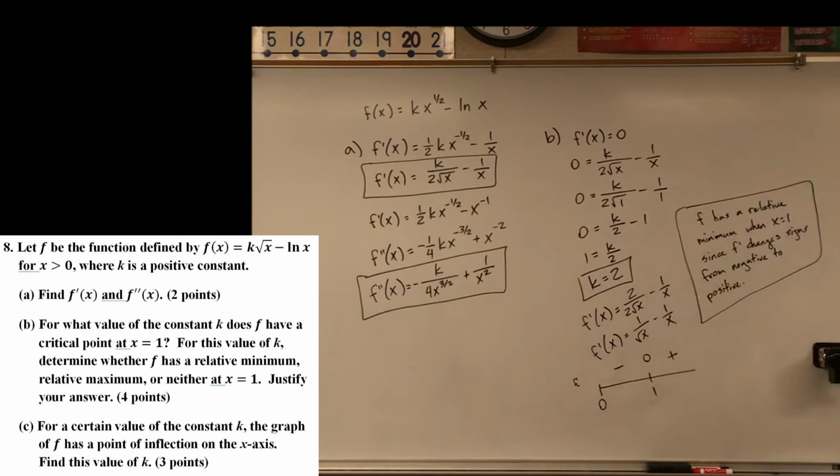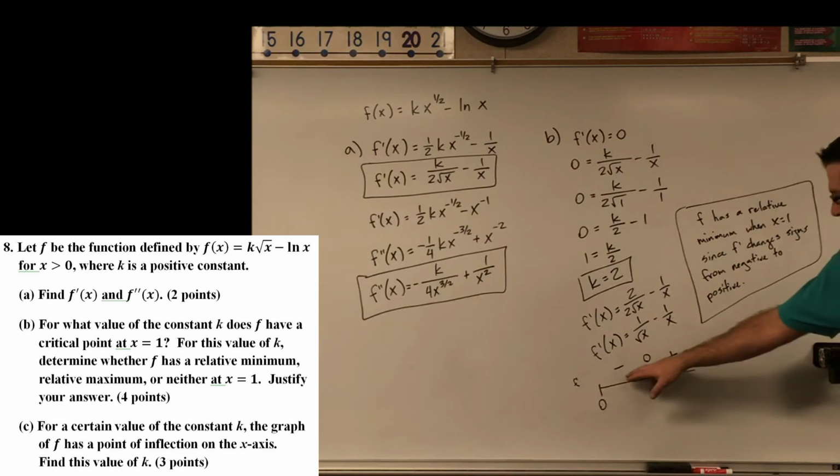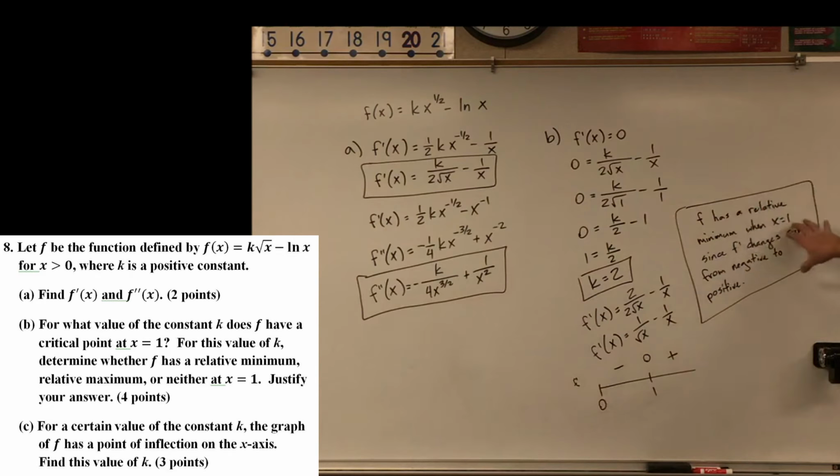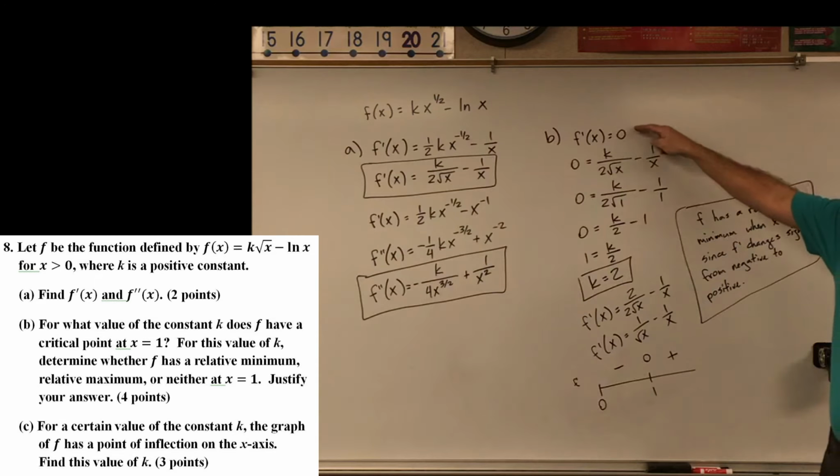All right, so that was worth 4 points. I'm thinking you're going to get 1 point for finding the k value, 1 point for saying relative minimum, 1 point for the justification, and probably 1 point in here for showing f prime equals 0. Okay?